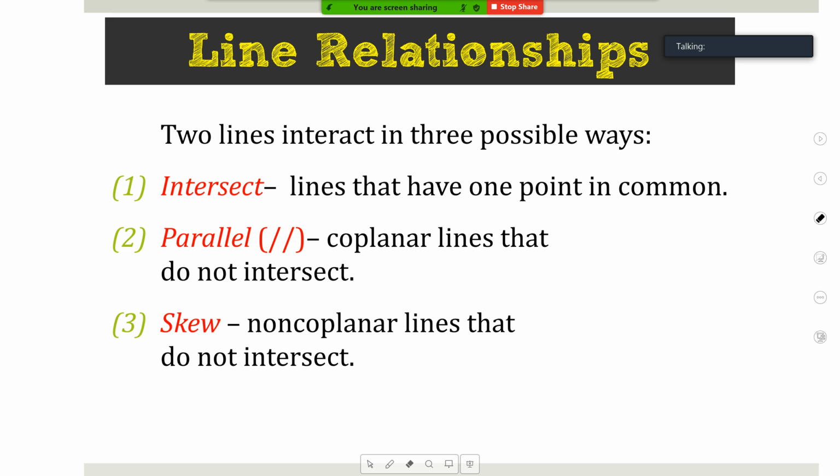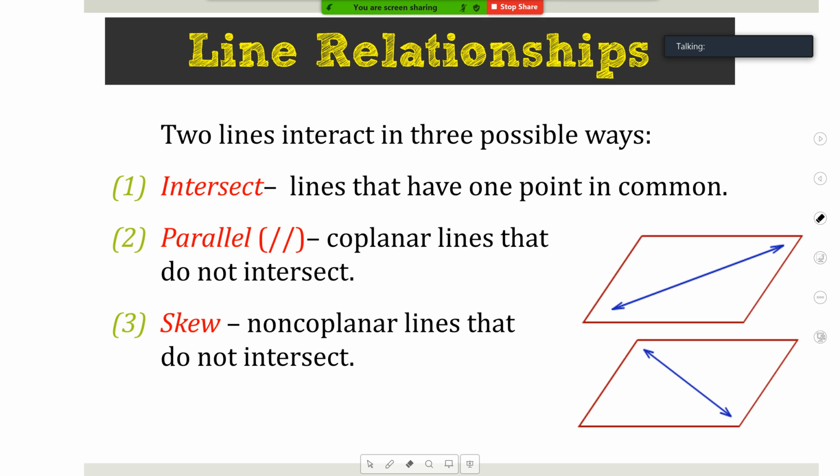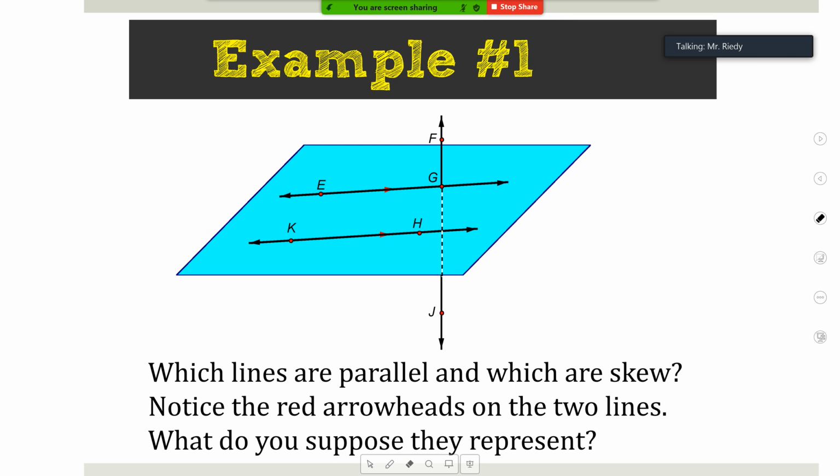Okay, good. I'm just going to keep going, kids. If I start going too fast, if I lose you, just unmute and say something. If I don't hear anything, I'll assume everybody's with me. Okay, so there's a picture of two skew lines. Notice they're up off a plane. They have to be a three-dimensional scenario. 1 and 2, two-dimensional. Number 3, three-dimensional.